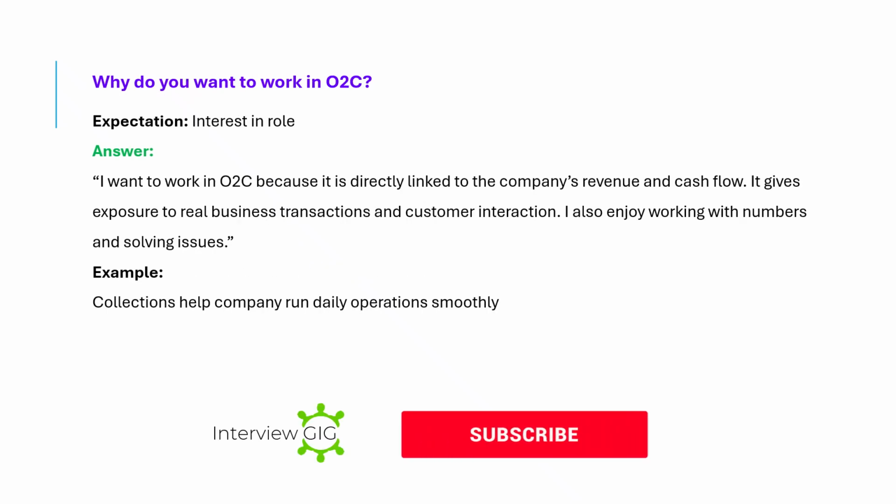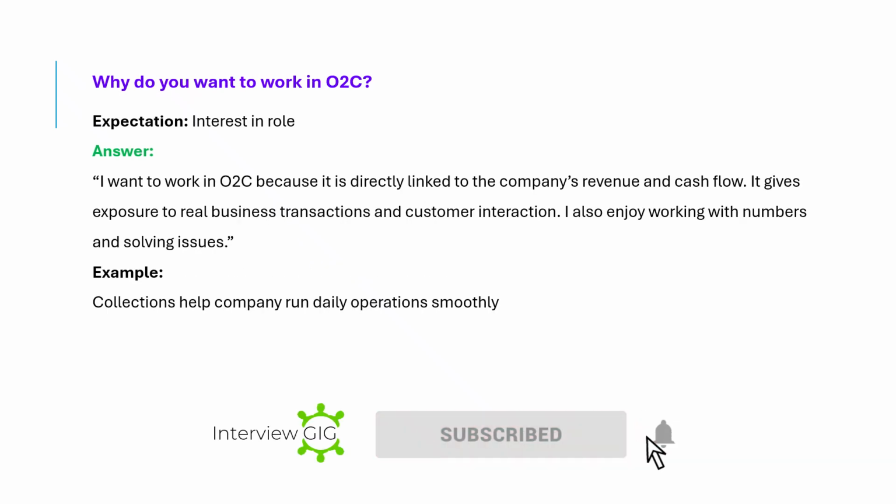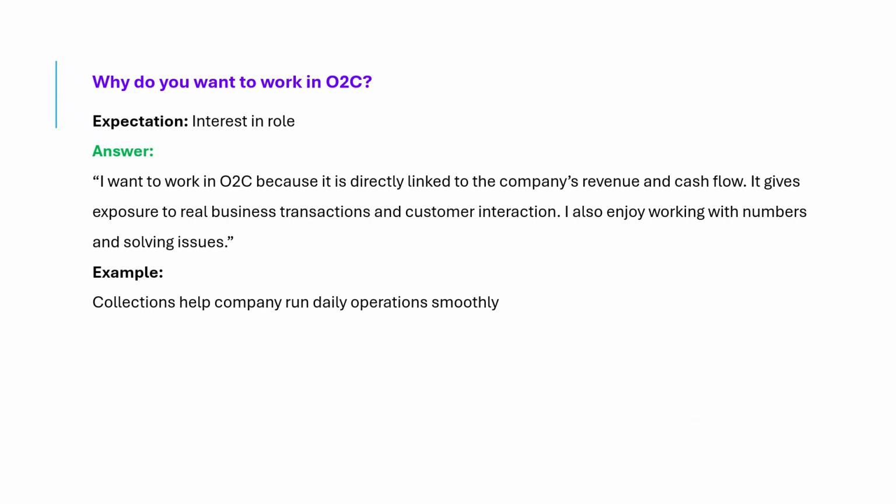Why do you want to work in O2C? Expectation: interest in role. Answer: I want to work in O2C because it is directly linked to the company's revenue and cash flow. It gives exposure to real business transactions and customer interaction. I also enjoy working with numbers and solving issues. Example: collections help the company run daily operations smoothly.